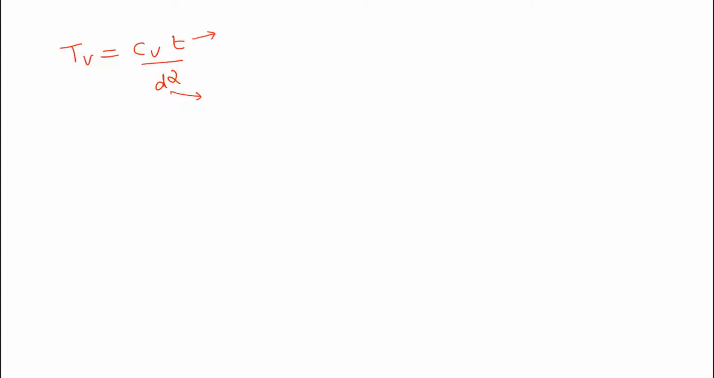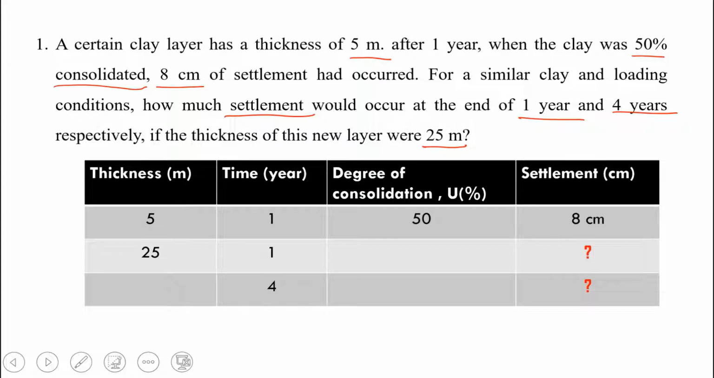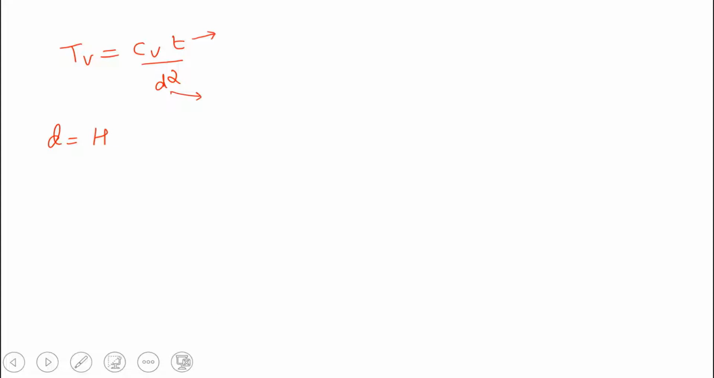So let's assume the drainage is single drainage, or we can assume both the clay layers have double drainage. Here I am taking it as a single drainage condition. So I can take D as the thickness of the clay layer itself. Fine. Now we don't have any relation between this 25 meter clay layer and 5 meter clay layer. So in order to make a relation, I'm finding out the 50% consolidation time of the 25 meter thick clay layer.